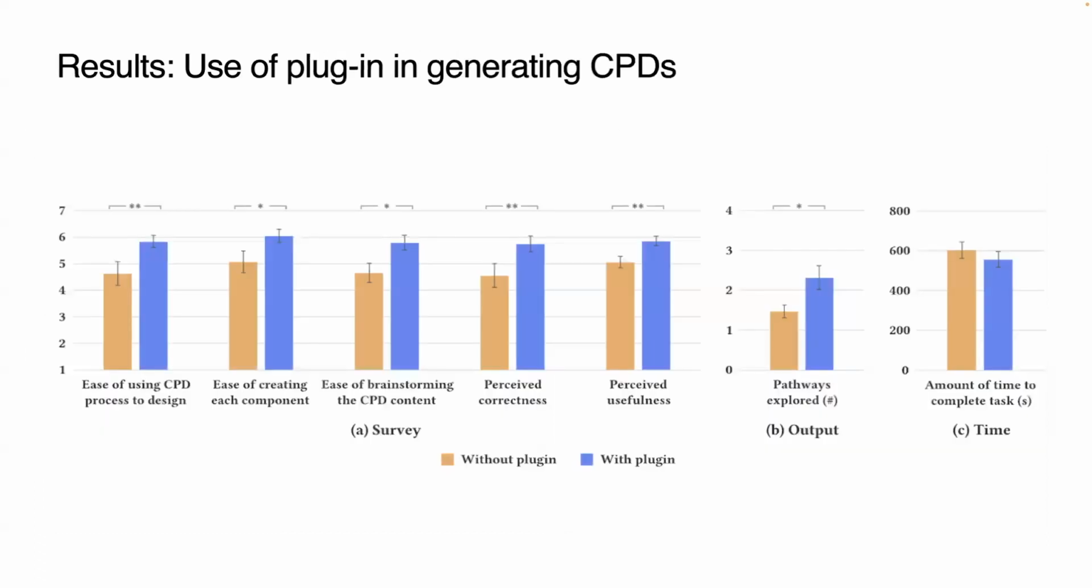In addition to the use of CPD, we also tested how the use of our plugin impacted designers' way of generating CPDs. Our results revealed that participants had a positive attitude toward the plugin. They thought that it helped them more easily generate components of CPD and more easily brainstorm ideas. Additionally, we found that participants created more pathways in their diagrams using our plugin.